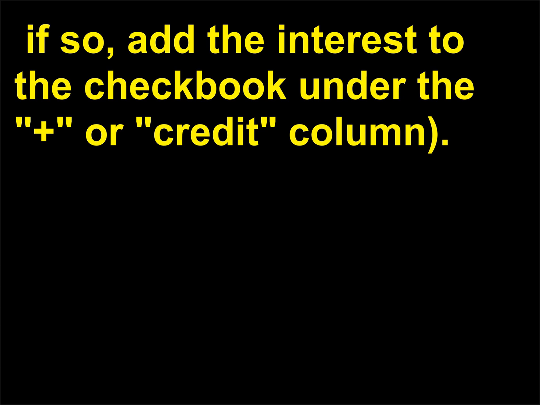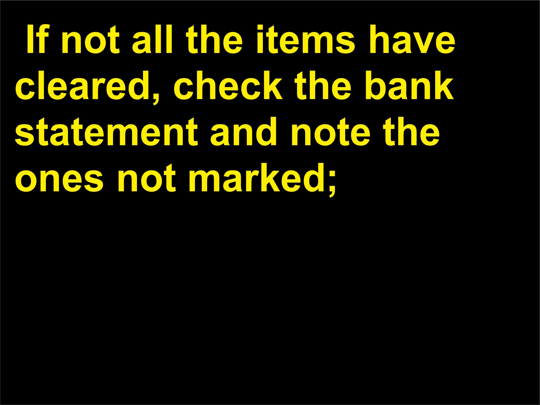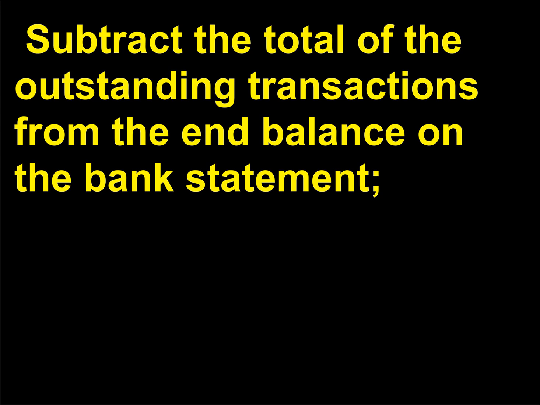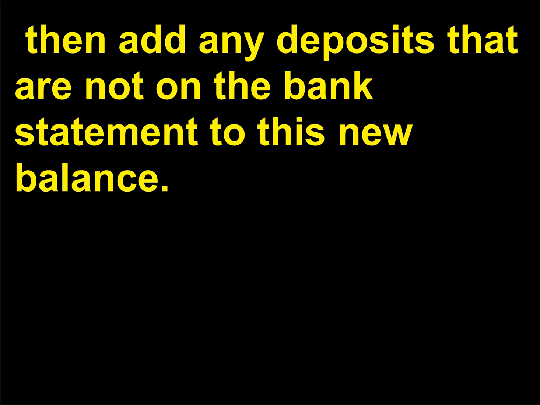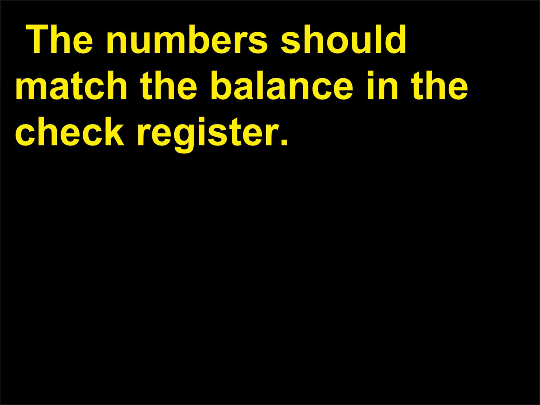If not all the items have cleared, check the bank statement and note the ones not marked. Total all these outstanding transactions. Subtract the total of the outstanding transactions from the end balance on the bank statement. Then add any deposits that are not on the bank statement to this new balance. The numbers should match the balance in the check register.